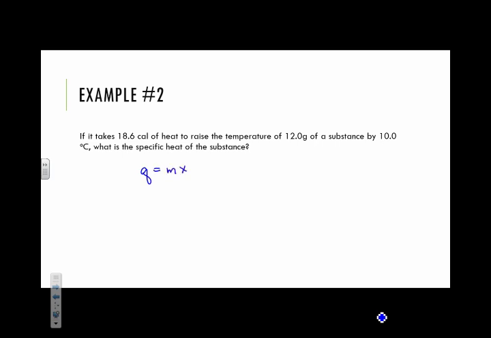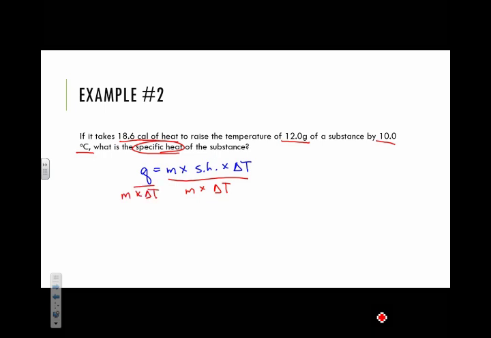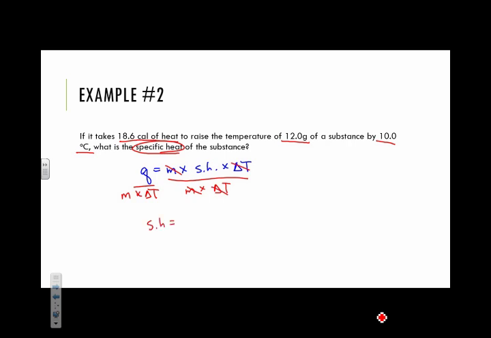Q equals the mass of my substance times the specific heat of my substance times the change in temperature of my substance. Well, this time I see that I'm given the calories of heat, the mass of the substance, and the change in temperature. And then I'm asked to solve for the specific heat. So I'm going to do some algebra to get specific heat by itself. I'm going to divide out the mass and the change in temperature, and those will just cross out. So the specific heat will equal the heat divided by the mass times the change in temperature.